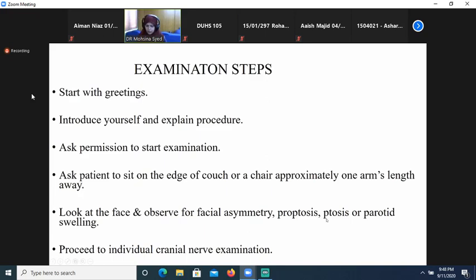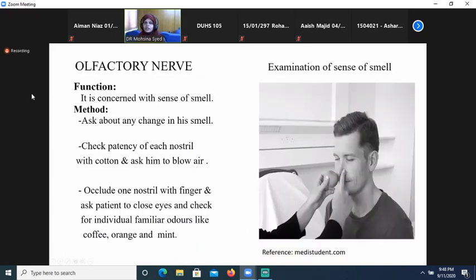Okay, so the first cranial nerve is the olfactory nerve. Olfactory nerve is concerned with the sense of smell. First, you will ask the patient about any change in his sense of smell. Then you will check the patency of each nostril. For this, you need a cotton wisp, and you first block one side of the nostril and ask the patient to blow air on the cotton.